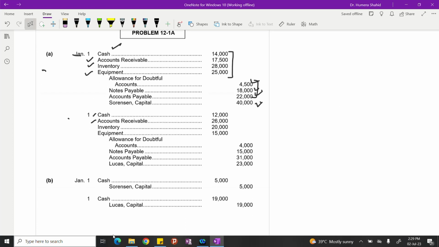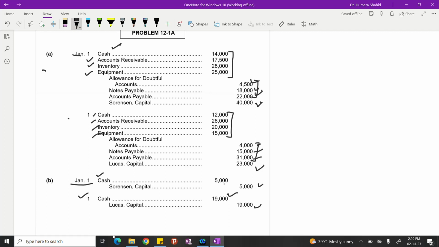So he gets cash, accounts receivable, inventory and equipment, and allowances for doubtful accounts of 4,000, notes payable and accounts payable. When I add all the assets and deduct these liabilities, his capital is 23,000. Part B says to record their additional investments on January 1st. Sorensen brought cash of 5,000, so cash gets debit 5,000 and his capital gets credit 5,000. Lucas brought 19,000 cash and his capital gets credit 19,000.